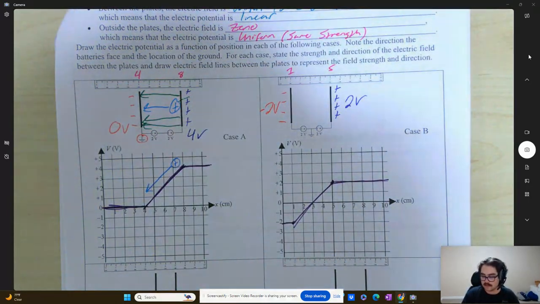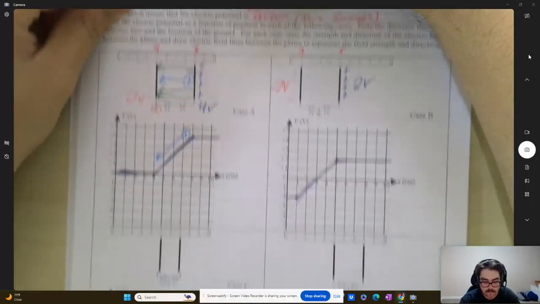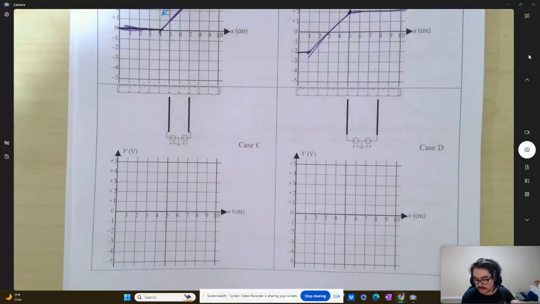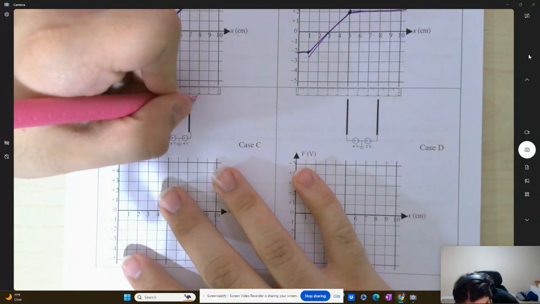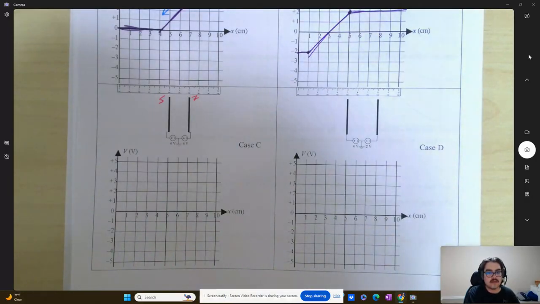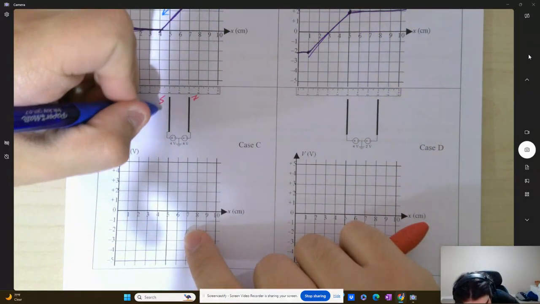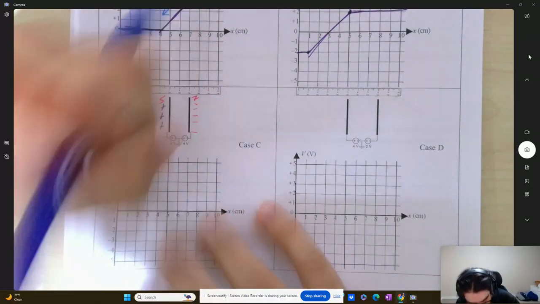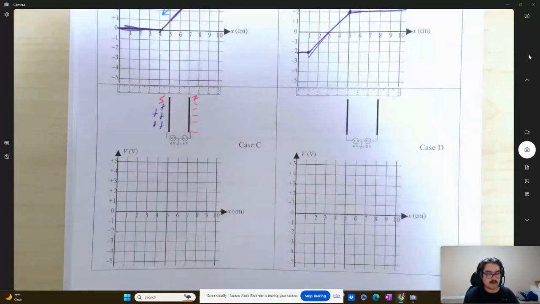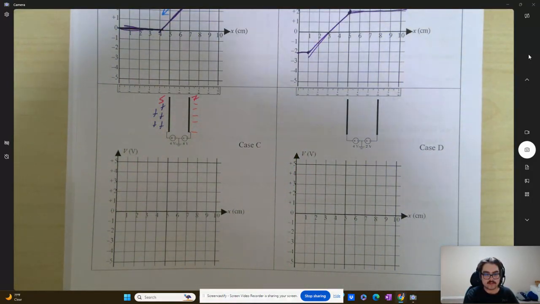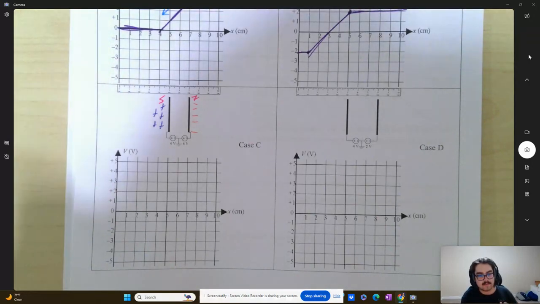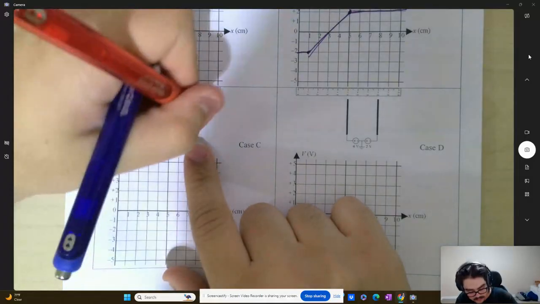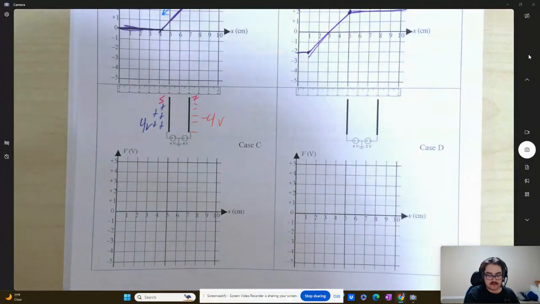Okay? That's all you have to do for that. Case C, we've got, this is kind of hard to see here. This is at 5 and this is at 7. Notice that this time the left plate is the positive one and the right one is the negative. And again, we have that ground between our plates, or sorry, between our batteries, so they don't affect each other. So we should be having a potential of 4 volts here and then a negative 4 volt potential there.